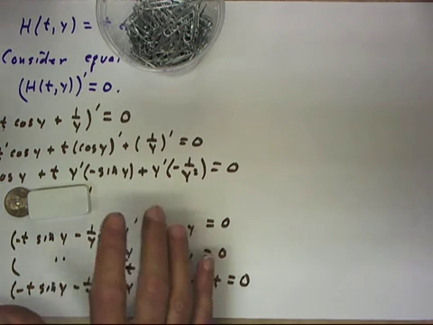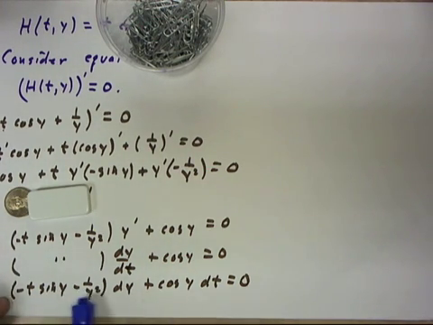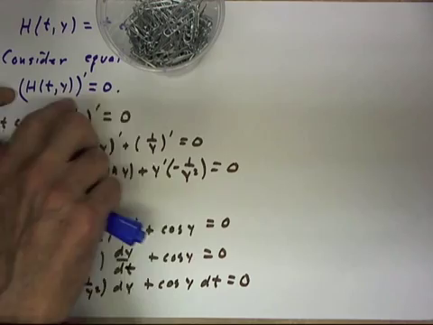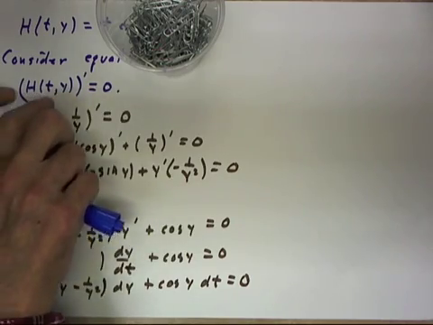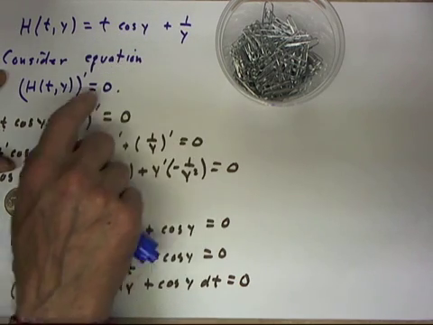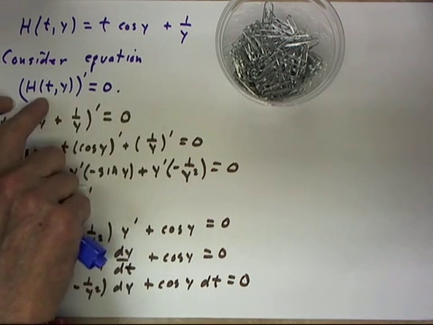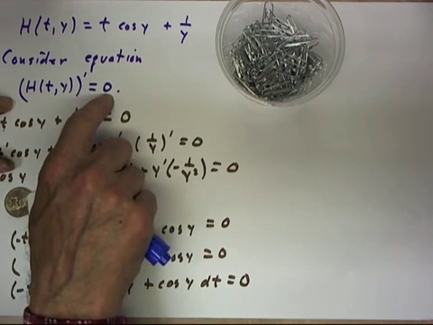Now, to begin to answer the question what this is all good for, let's consider the following. First of all, this equation, if I've done the derivatives and everything correctly, is the result of this assumption that h of t,y, our original function t cosine y plus 1 over y, has a derivative that's equal to 0. When does a function have a derivative equal to 0?